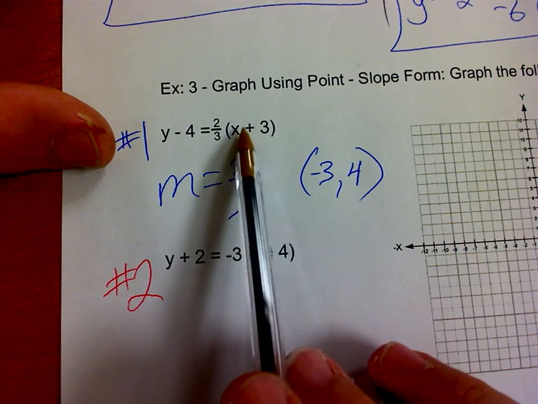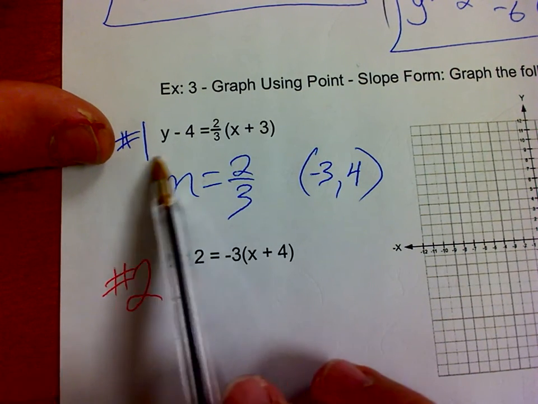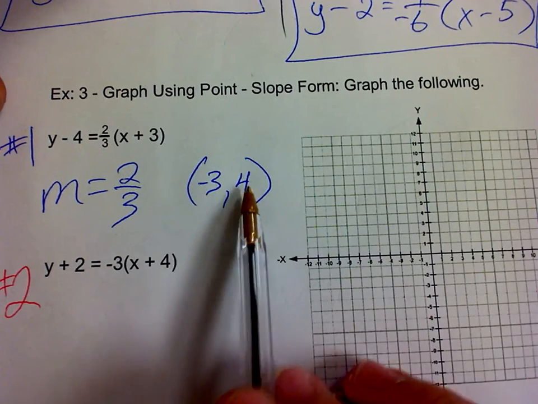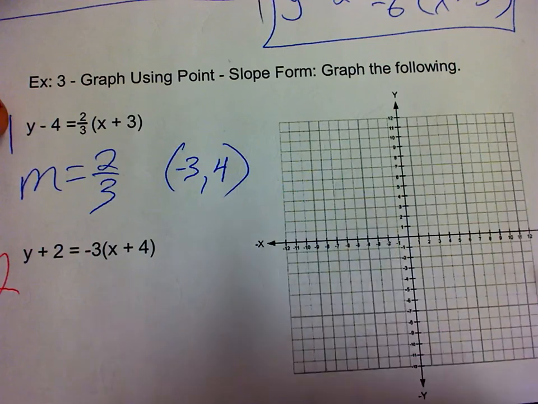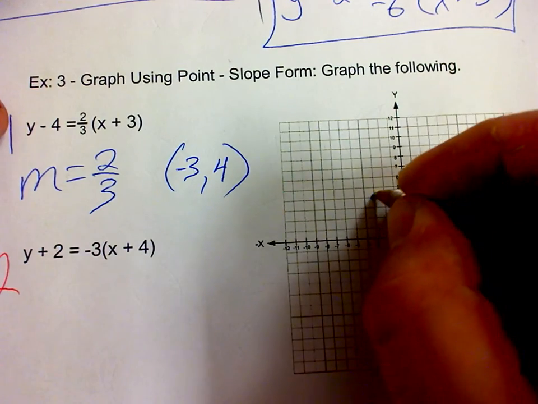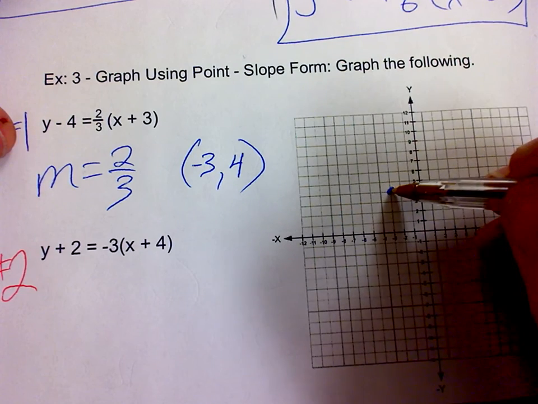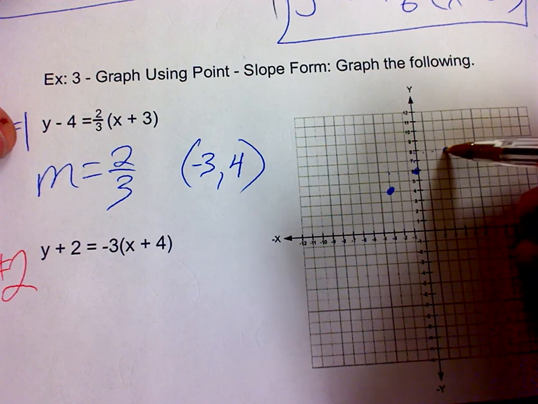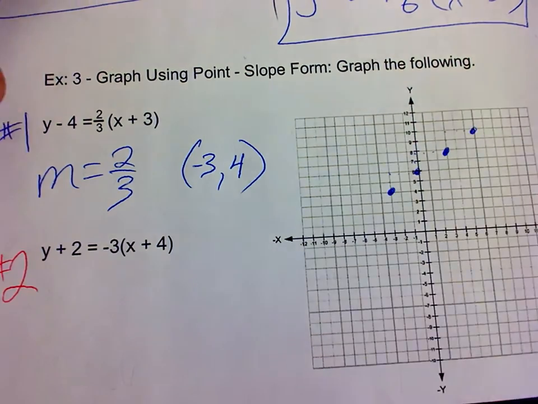Always remember that the x is with the x. The x coordinate is with the x, the y coordinate is with the y. All that's left to do for this part right here is to plot this point negative 3, 4. So if we start at the origin, go to the left 3 and go up 4, we can plot our first point. And then we're going to apply the slope 2 over 3. So it means we start at this point and go up 2 and to the right 3, place that point, up 2 to the right 3, place that point, up 2 to the right 3, place that point.